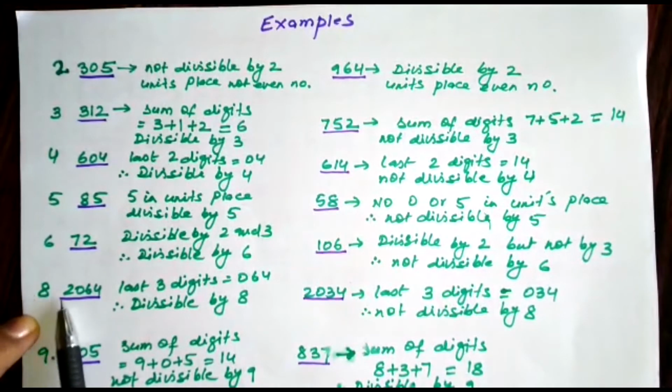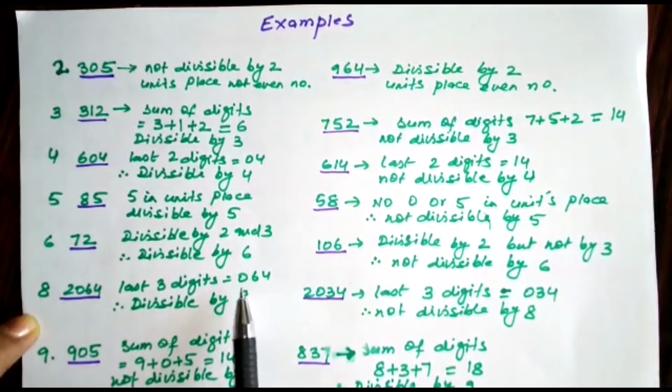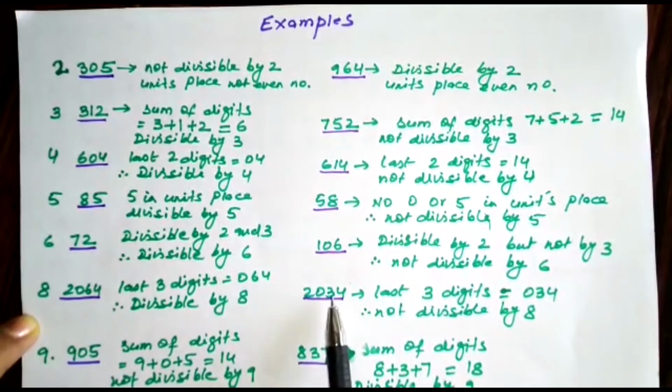We have to check whether this number 2064 is divisible by 8. Last 3 digits of the number equal 064, which is divisible by 8. Therefore, number 2064 is divisible by 8. 2034, last 3 digits equal 034, which is not divisible by 8. Therefore, the number 2034 is also not divisible by 8.